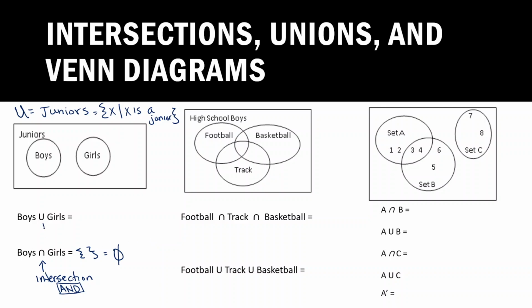Okay? Now this symbol is the union of. So it's going to end up being the set that X is a boy or a girl in my universal set. Okay, so in reality, this is all juniors. I've taken all the boys and all the girls and I put them together. Okay, all right, now in this one, our universal set is high school boys.